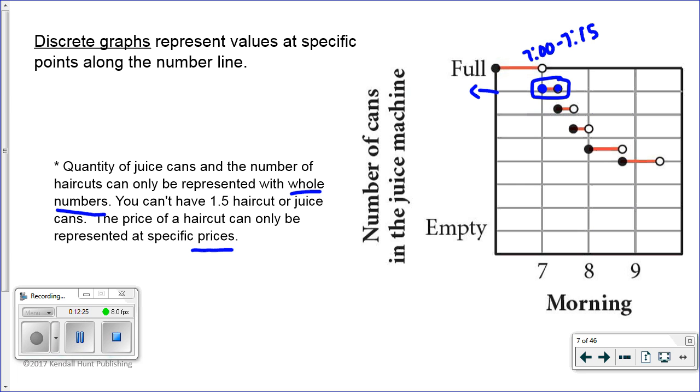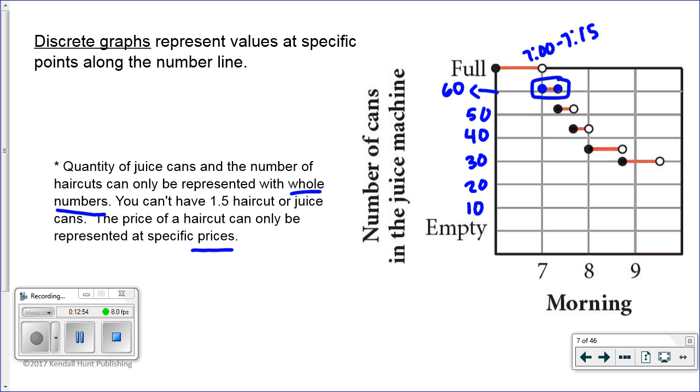Right, so we're starting at empty down here, so let's just go by tens. We'll say 10, 20, 30, 40, 50. So at that time in the morning, there are 60 cans of juice in the machine. Right, I'm not going to say that there could be 57.35 cans. It doesn't make sense. It's got to be that whole number.